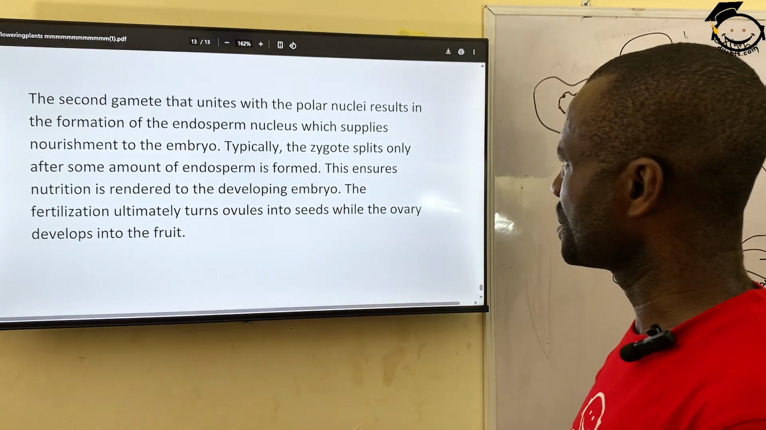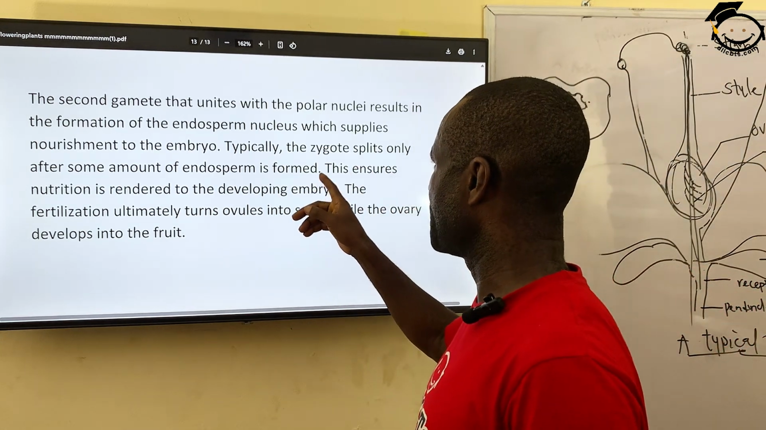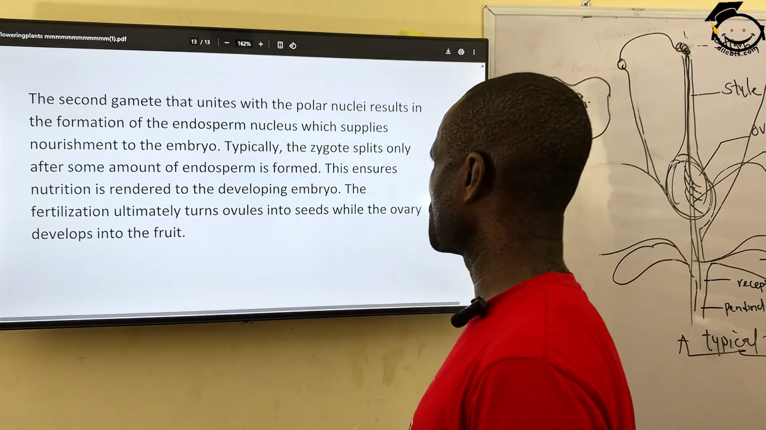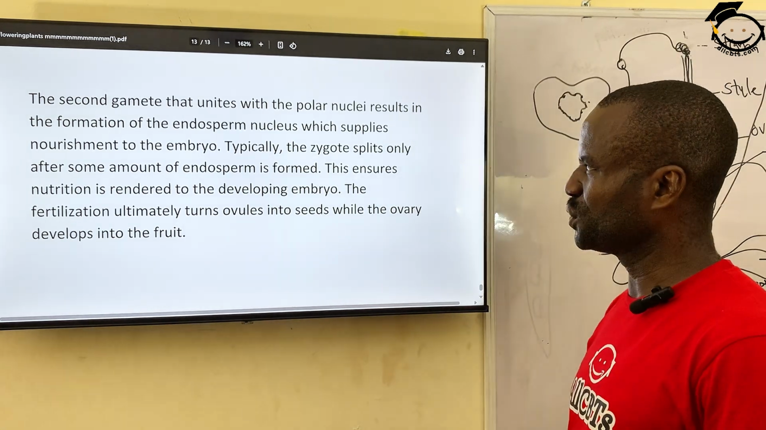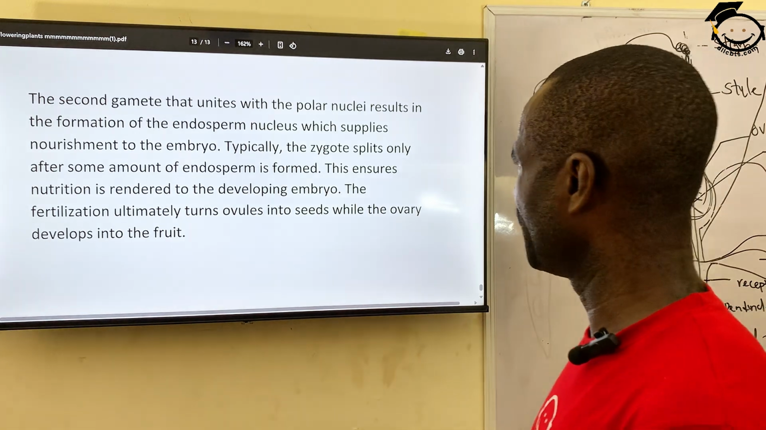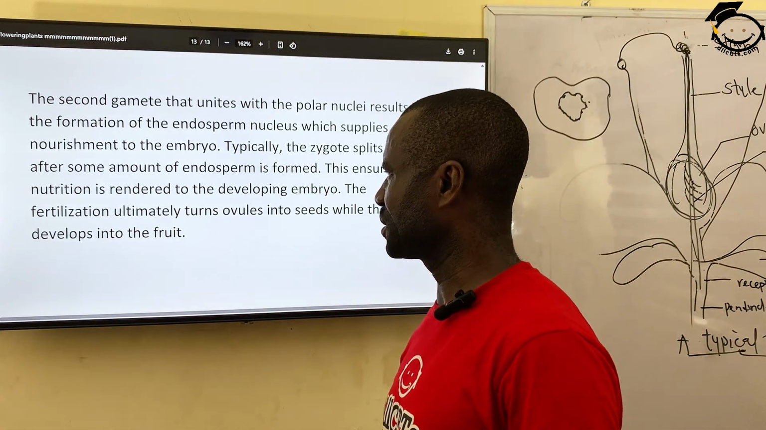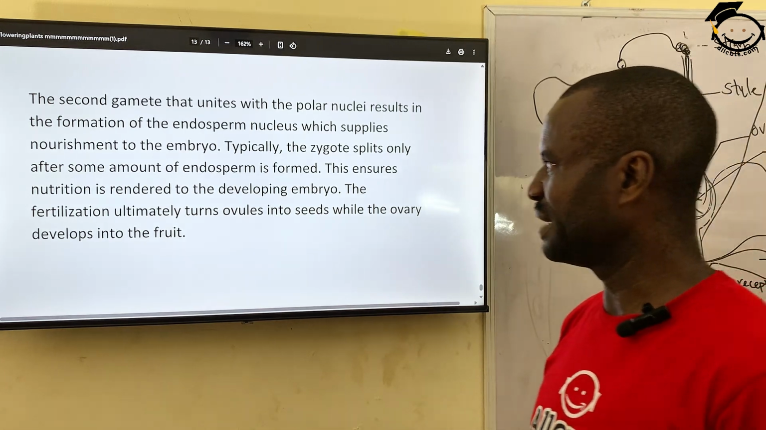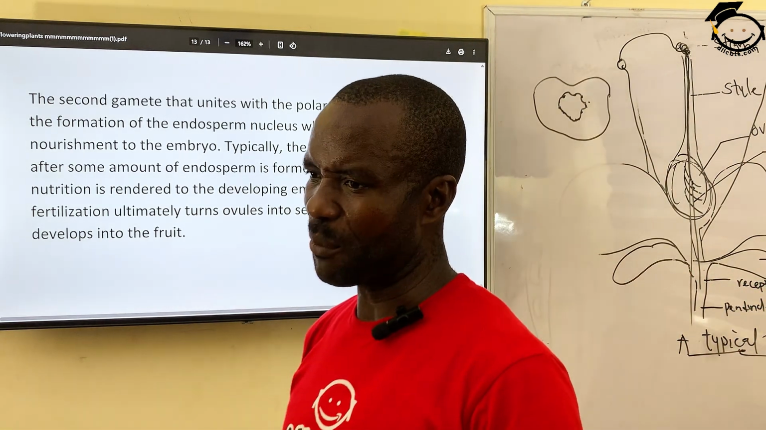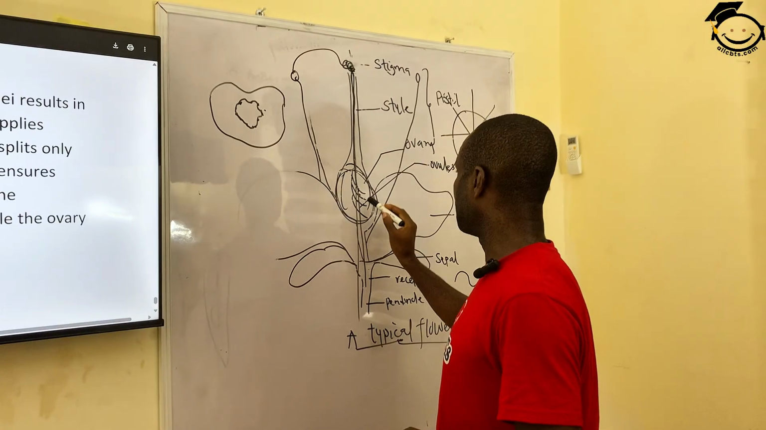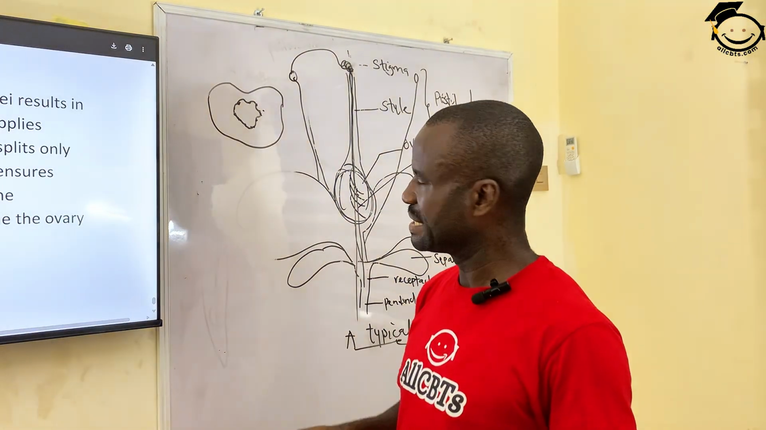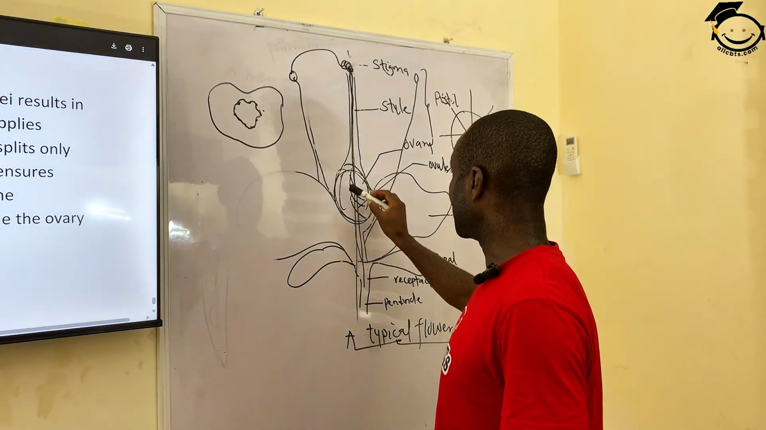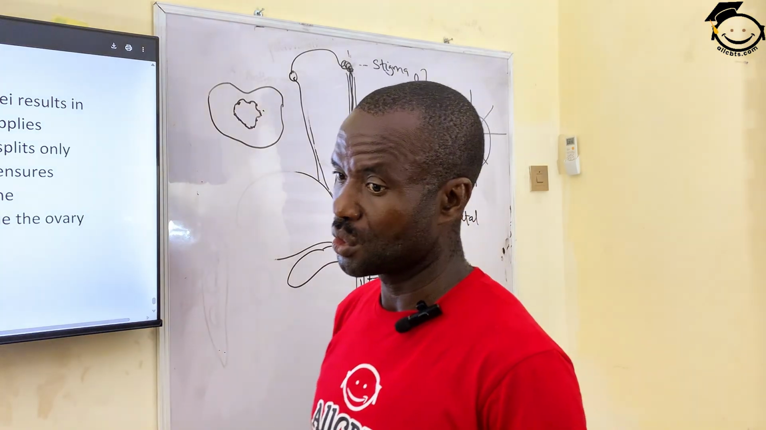Typically the zygote divides only after some amount of endosperm is formed. This ensures nutrition is rendered to the developing embryo. The fertilization ultimately turns the ovule into seed, while the ovary develops into fruit. So like we said, the pollen grain fuses with the ovule to form the seed, while the wall of the ovary develops into the fruit.